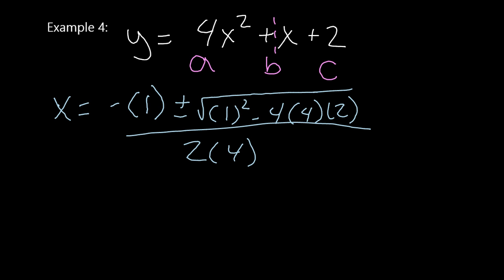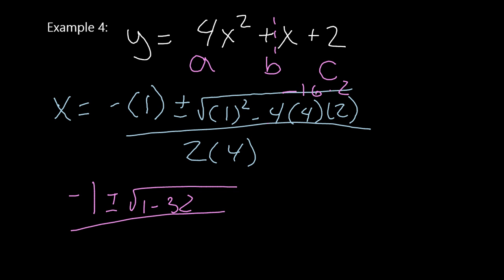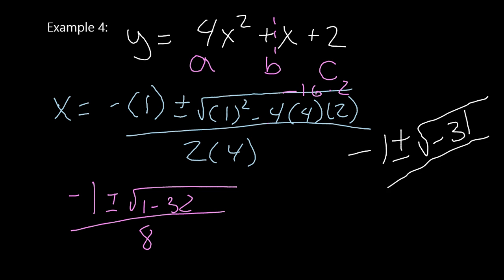So now we're going to simplify this. When I simplify this, negative times positive is a negative 1, plus or minus 1 squared is 1, and then negative 4 times 4 is a negative 16, times 2 is a negative 32 over 2 times 4, which is 8. We simplify inside the radical, giving us negative 1 plus or minus the square root of negative 31 over 8.